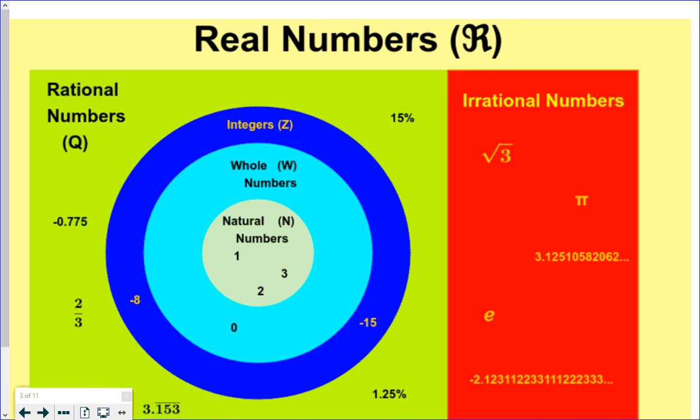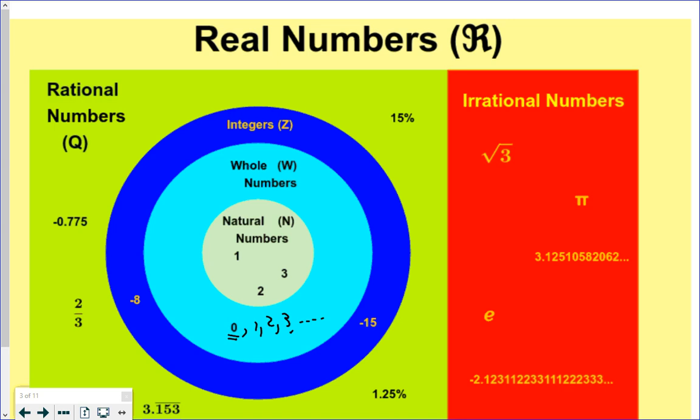So natural numbers are usually represented by the letter N, and they are the counting numbers from 1 and up. So 1, 2, 3, 4, and so on. Whole numbers, usually shown by the letter W, are 0, 1, 2, 3, and up. So there's only one more element in the wholes than the naturals, okay, which is the number 0.